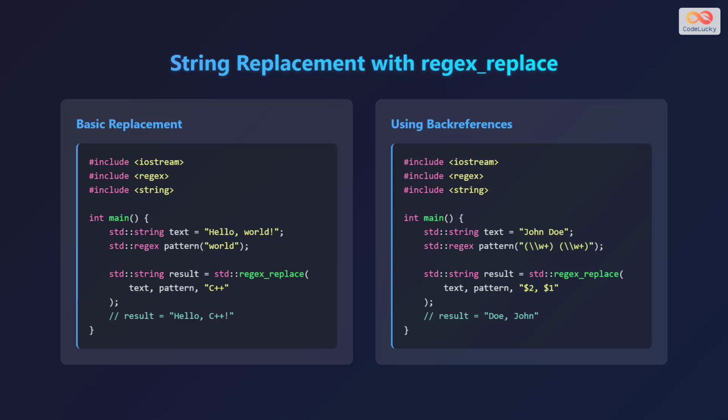Use std::regex_replace with back references $2, $1 to rearrange the names. The result will be "Doe John".